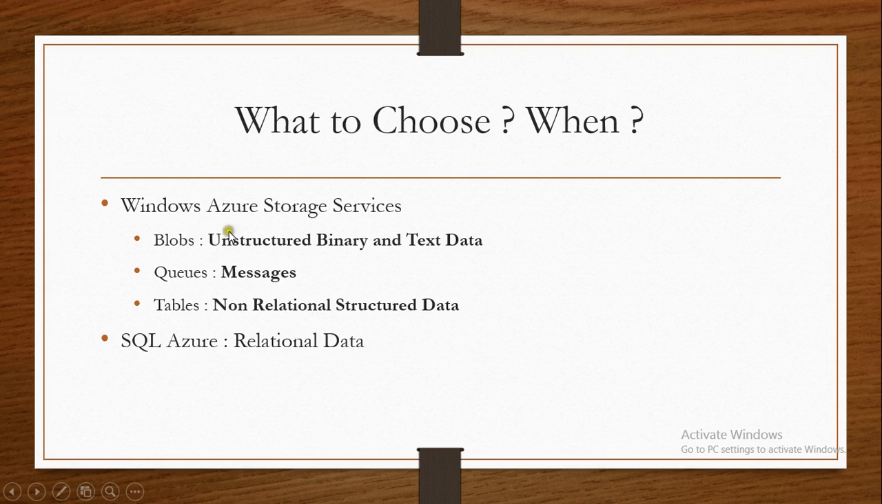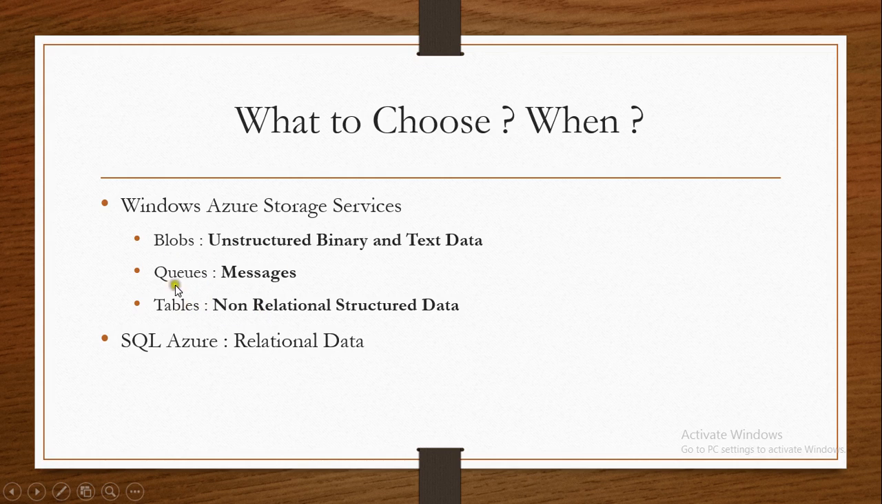If I can put this in a small example, most of us will be using a Facebook application, so we can take it as an example. In a Facebook application, if you want the user to upload all their images and videos, you will put them as blobs. And the comments the user posts to friends' IDs can all go into a table.